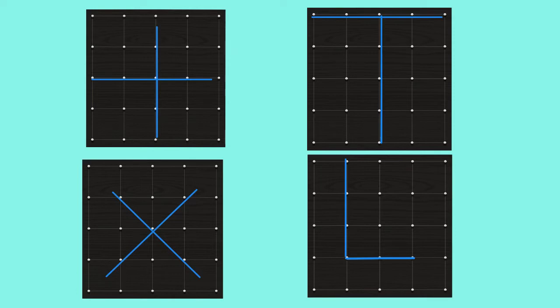So remember, when we do parallel lines, they're, excuse my drawing, like this. They will always be the same distance apart, and they will never intersect or meet. However, we're going to look at perpendicular lines and intersecting lines today.